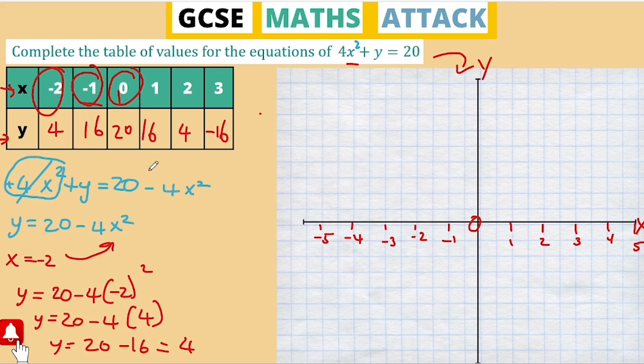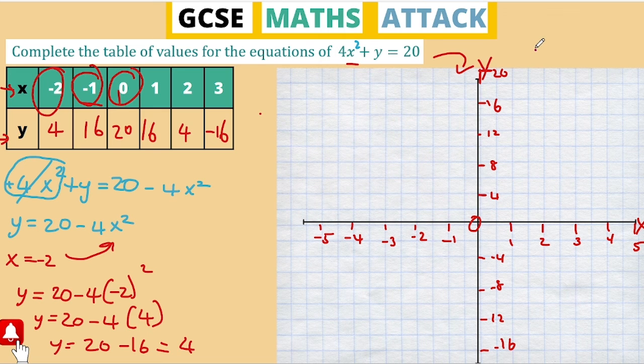Now if I look at my y coordinates, the smallest value is 4 and the biggest value is 20. So what I can do is use 2 boxes to represent 4. So that'll be 4, this will be 8, this will be 12, this one will be 16, and this one over here can be 20. At the bottom, this one would be minus 4, this one minus 8, this one minus 12, and this one minus 16.